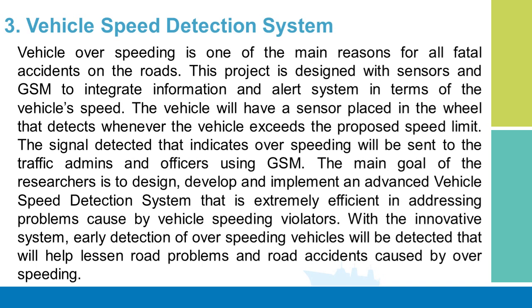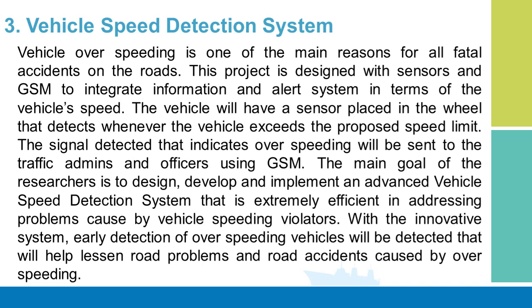The Vehicle Speed Detection System is a Capstone project designed to monitor and detect vehicle speeds while on road. This project is an innovative solution to reduce problems caused by vehicular overspeeding. This project is designed with sensors and GSM to integrate information and alert system in terms of the vehicle's speed. The vehicle will have a sensor placed in the wheel that detects whenever the vehicle exceeds the proposed speed limit. The signal detected that indicates overspeeding will be sent to the traffic admins and officers using GSM.